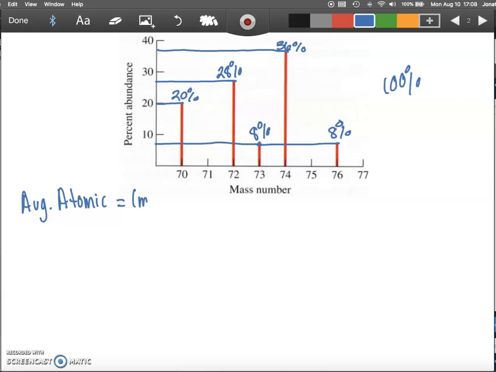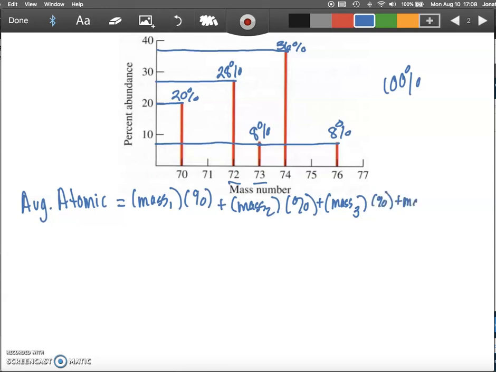So I'm going to take the first mass, multiply it by its percent abundance. I'm going to add that to the second mass, which would be this one, multiply it by its percent abundance, then do the third mass, add it to the third mass, multiply it by its percent abundance, let me make that look neater, add it to the fourth mass, multiplied by its percent abundance, and then the fifth one, which I've run out of room, but you would include it in your calculation as well.